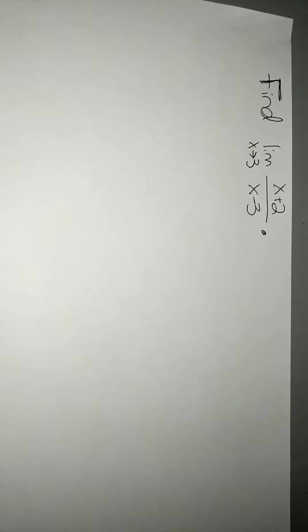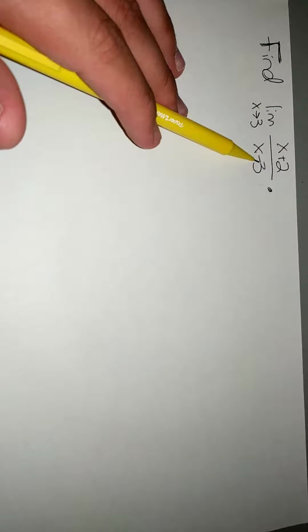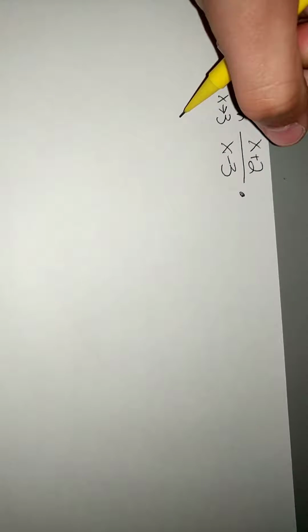In this video, we need to find the limit as x goes to 3 of (x + 2) over (x - 3). So this problem means that as x gets closer and closer to 3, what will this equation get closer and closer to? The immediate way that you might think of doing this is plugging in x as 3, and that will show you exactly what x gets close to.